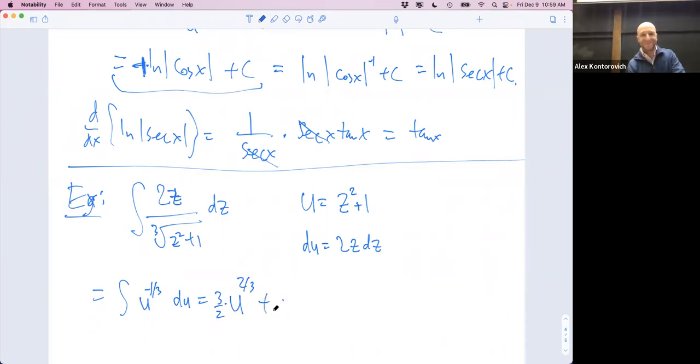Let's see. How many of you are going to get a point off on the final exam for forgetting a plus C? Thank you for your honesty. That's why I keep saying, please don't lose that point. Come on, enough. Okay, so this is 3/2 times z squared plus 1 to the 2/3, plus C.